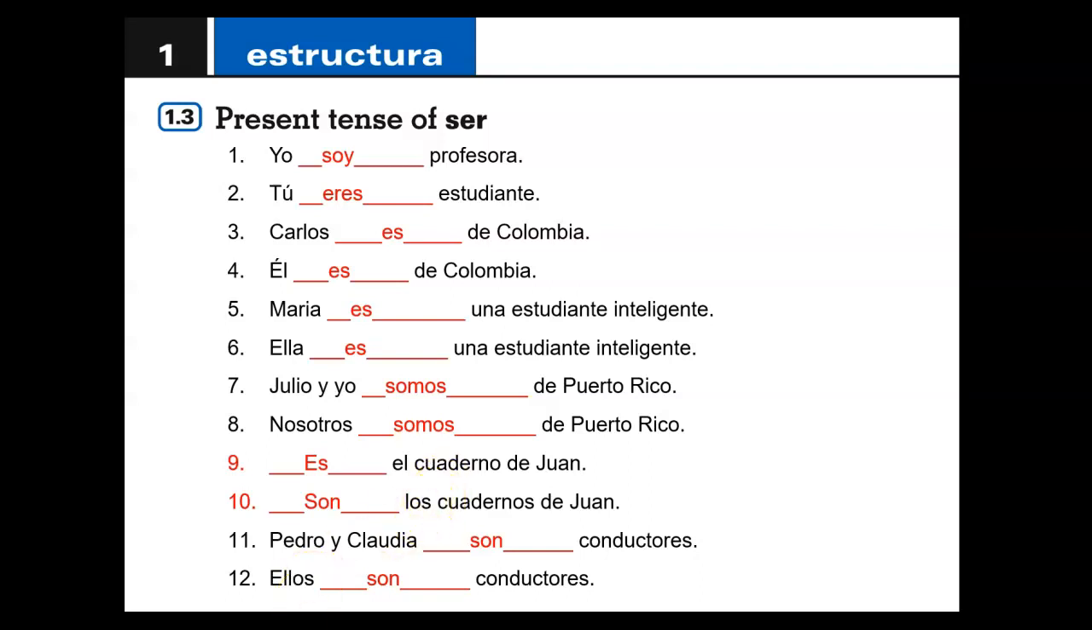So notice that I have more than one notebook. Los cuadernos. So I have to use a plural form, which is going to be son. Okay, so they are Juan's notebooks. Number 11, Pedro y Claudia son conductores. So Pedro and Claudia are drivers. And in number 12, I took Pedro and Claudia and I replaced it with the pronoun ellos, and it's still going to be the verb son. Okay, so they are drivers.